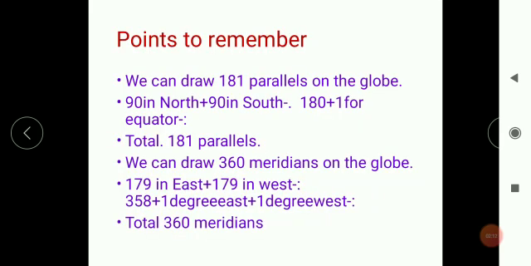Now which points should we remember in today's lesson? We can draw 181 parallels on the globe: 90 in the north, 90 in the south, which makes a total of 180, plus 1 equator, that makes a total of 181 parallels. And similarly we can draw 360 meridians or longitudes on the globe: 179 in the east and 179 in the west. That makes a total of 358, plus 1 degree east plus 1 degree west, which makes a total of 360 meridians on the globe.